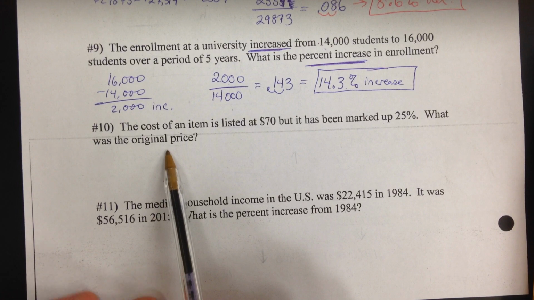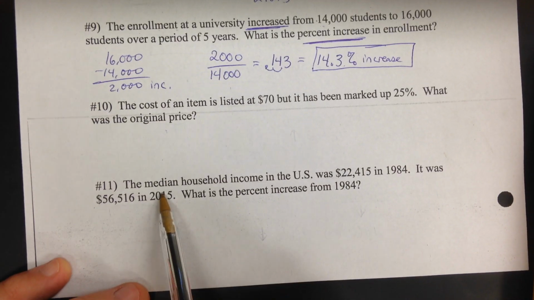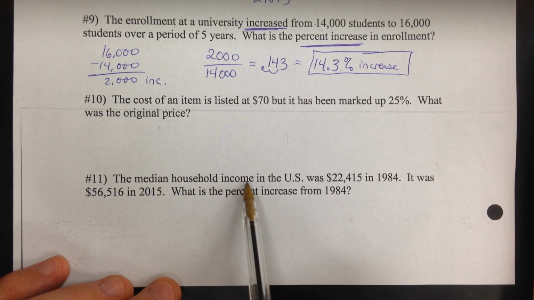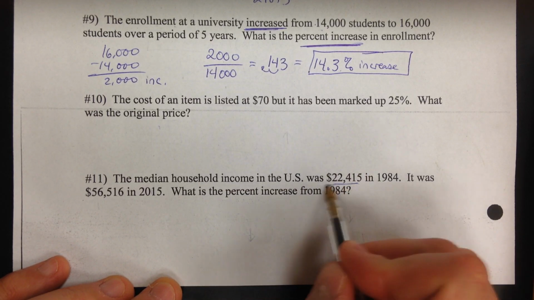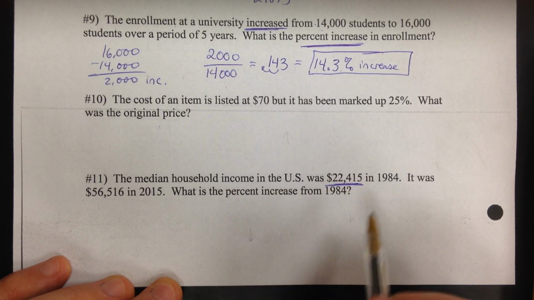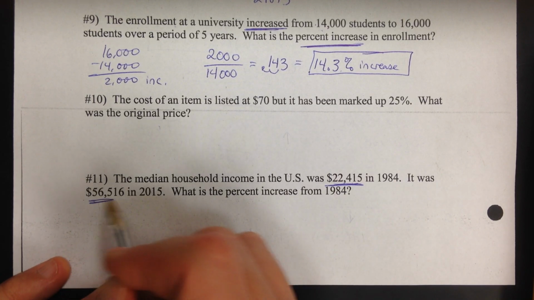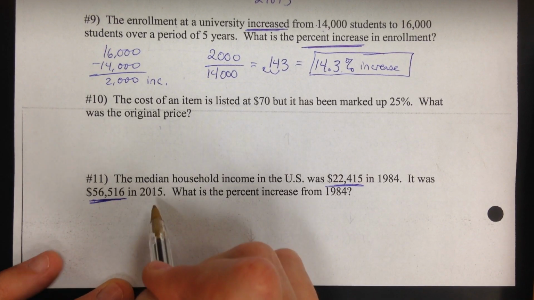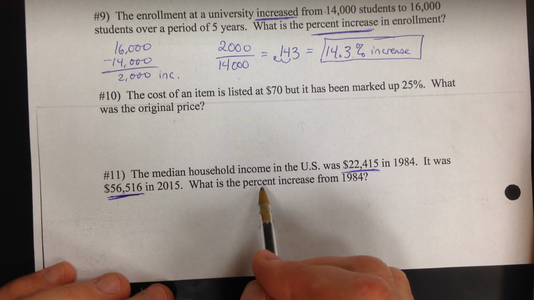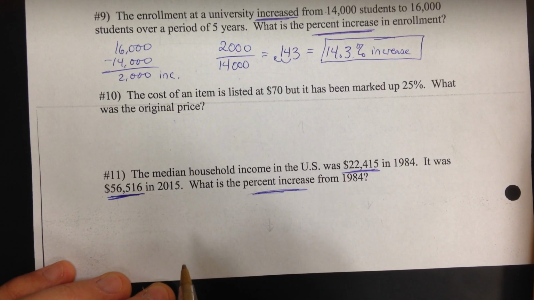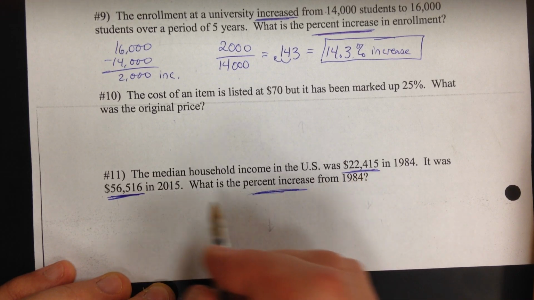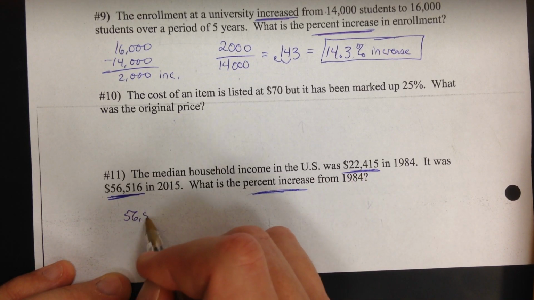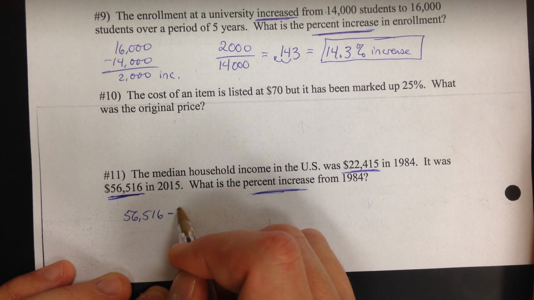We're going to skip 10 for the moment. We'll come back to that. Number 11, the median household income in the U.S. was $22,415 in 1984. It was $56,516 in 2015. What is the percent increase? So the median income per household has gone from $22,415 to $56,516.